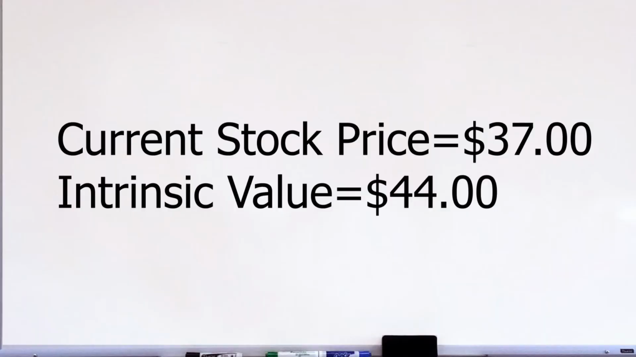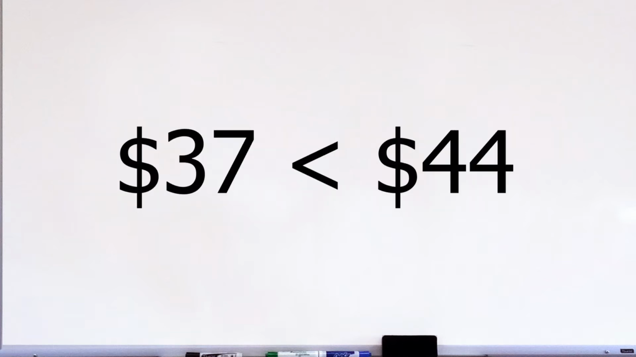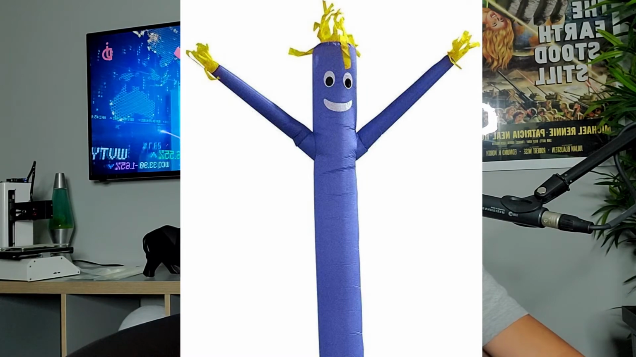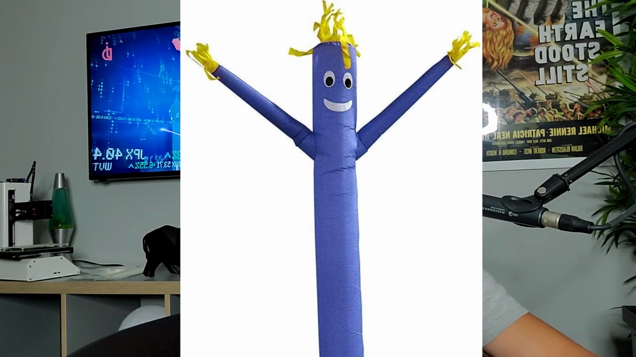Hence, this stock is a good buy. Why is it a good buy? Because the stock would be considered undervalued in this case. It's currently going for $37. Intrinsic value we have found to be $44. In this case, buying Timbo Show stock would be considered a great deal since its intrinsic value is $44.